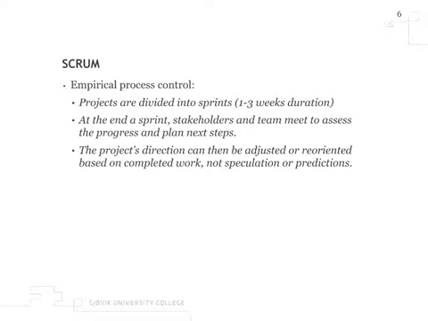The main thing here is that you want empirical process control. Projects are divided into sprints, 1 to 3 weeks duration. At the end of a sprint, stakeholders and team meet to assess the progress and plan next steps. The project directions can then be adjusted or reoriented based on completed work, not speculation or predictions. The main thing here is that you have iterations. You have sprints in Scrum.